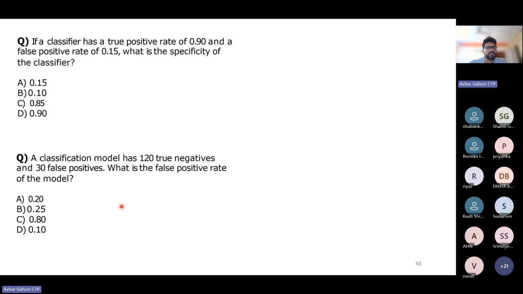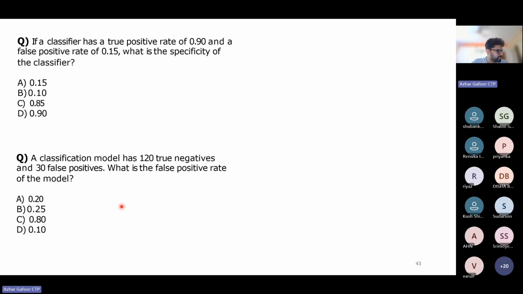If a classifier has a true positive rate of 0.9 and a false positive rate of 0.15, what is the specificity of the classifier? Point 0.9, is it D?